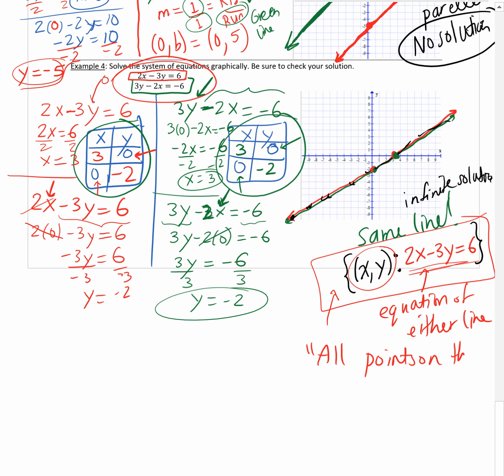All points on the line, blah. Okay, but if you do the homework, you'll see them write the answer like this. So just so you know what they're doing, that's what they're saying. They're saying that's infinitely many solutions.